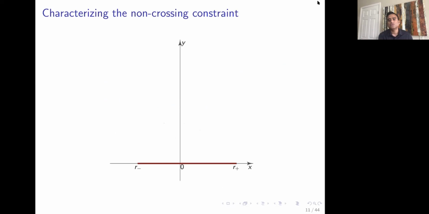So let me do that with a figure. Let's just think about two planes, or in this case, I'll take X to be one-dimensional, so just two lines. And we'll think about the non-crossing condition.